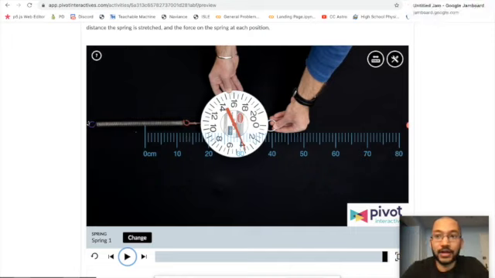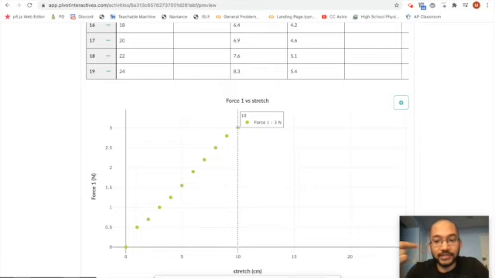And here it is. So I believe this is the force on spring 1. The stretch, how much the spring is stretched, is on the x-axis, and then the force exerted on that force scale is on the y-axis. So you're seeing here the shape of the graph is linear. And I'm going to make up a value of the slope. Let's say it's about 0.3. So 0.3 newtons for every centimeter.